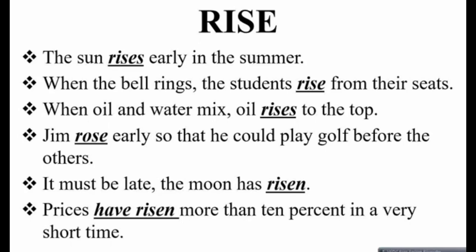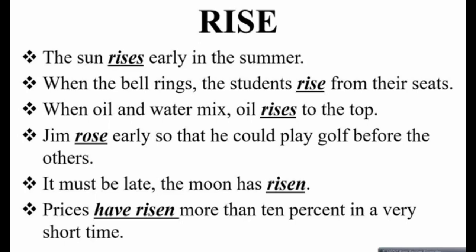Example 3: when oil and water mix, oil rises to the top. Again, this is all automatic with no complement next to it. So this is an automatic action without anyone's help. Example 4: Jim rose early so that he could play golf before the others. So he was doing it all by himself on his own power and ability, without anybody's help for that matter. So it's again a verb without any complement.